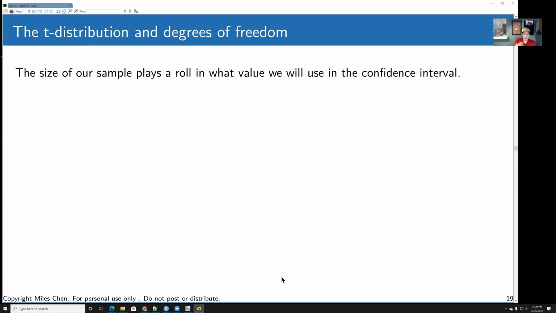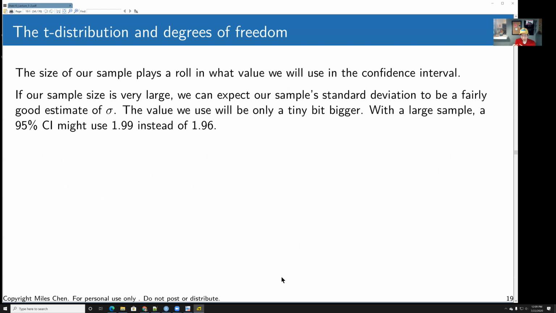Okay. The size of our sample will play a role in what value we use for this confidence interval. If your sample is very big, then using your sample standard deviation as an estimate of the population standard deviation works well. You can expect your sample standard deviation to be a good estimate of sigma, right? Even though we don't know exactly what sigma is, because our sample is so big, we can expect our estimate to be pretty close to the real thing, okay?